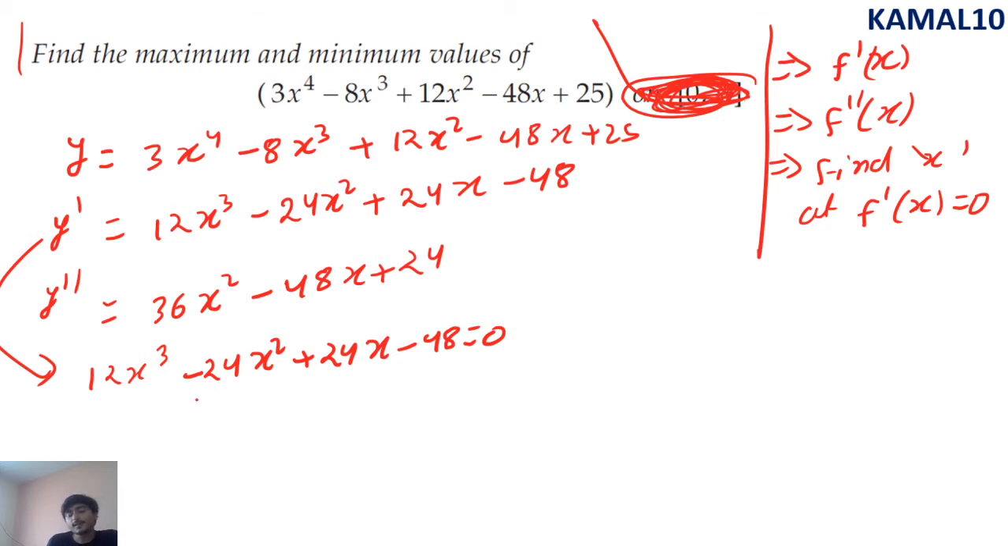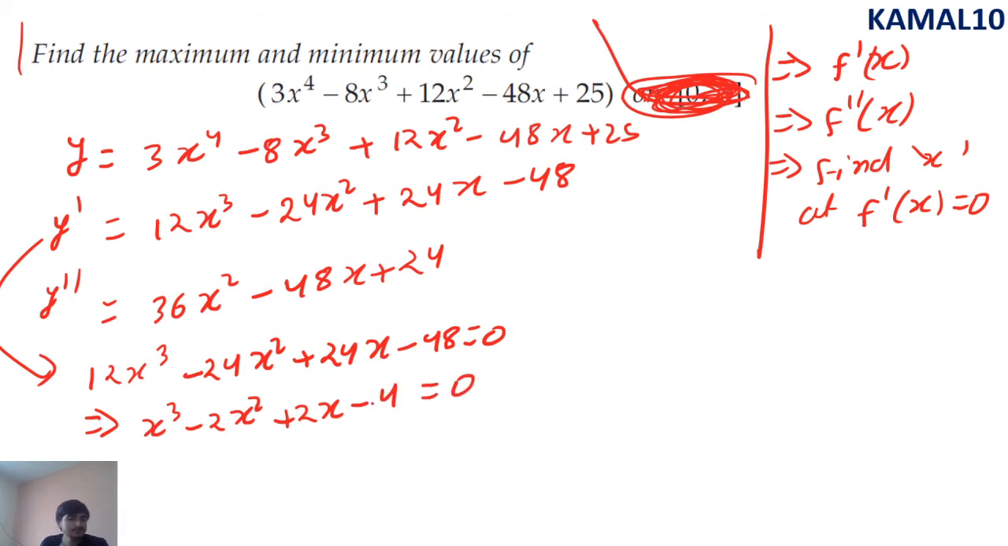Okay. So since we have a cubic equation, before that we can simplify this. Simplify how? By taking 12 common. If I take 12 common, what is left? x cube minus 2x square plus 2x minus 4 is equal to 0, right?